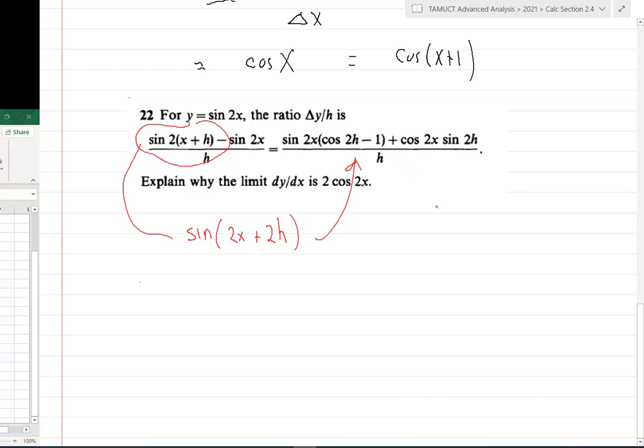Now let's look at this one here. Let's consider this one. What's the limit of cosine of 2h minus 1 over h? Okay, what does that go to?